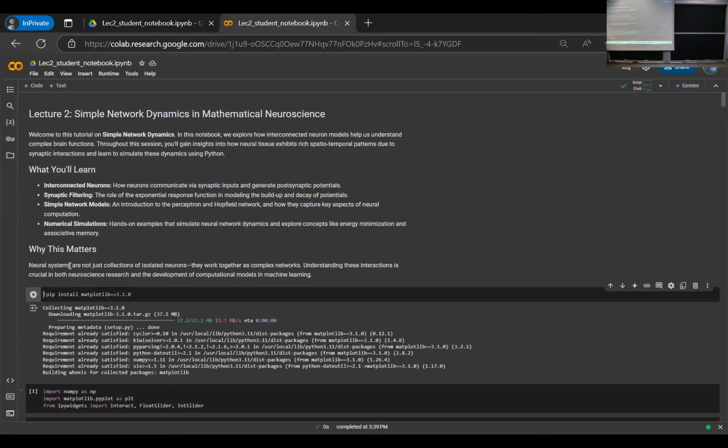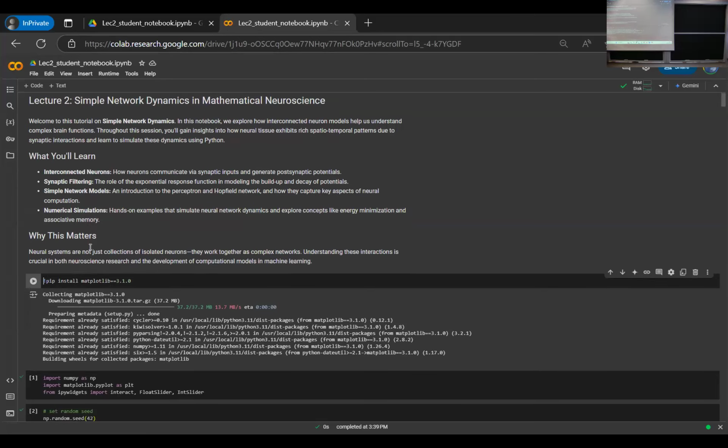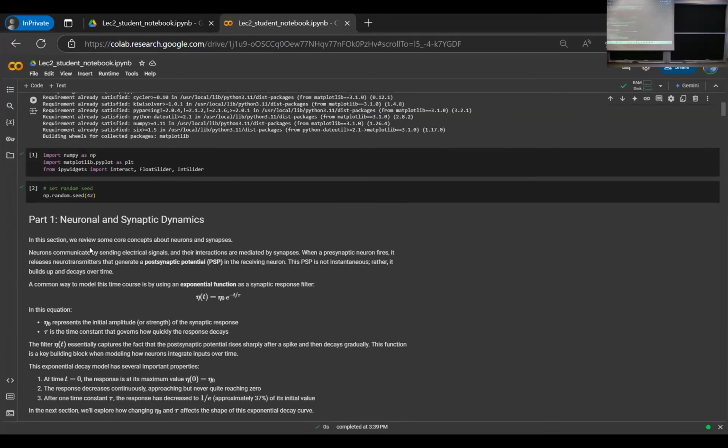And finally, we're going to make it more biologically plausible with the insights that we learn along the way, to have a network of neurons which also follow biological patterns. Okay, so let's get started.